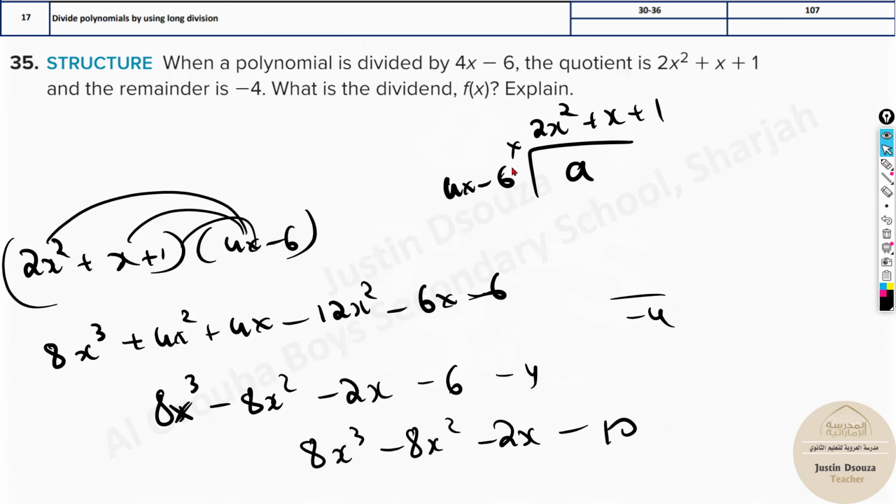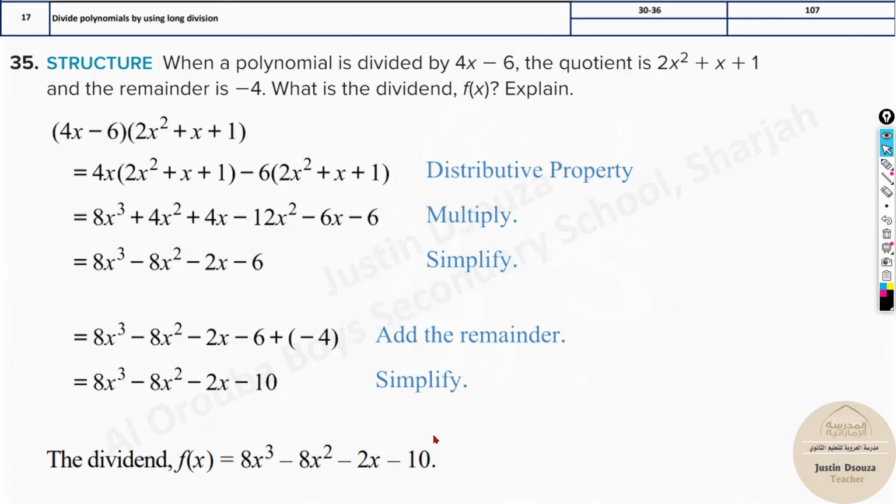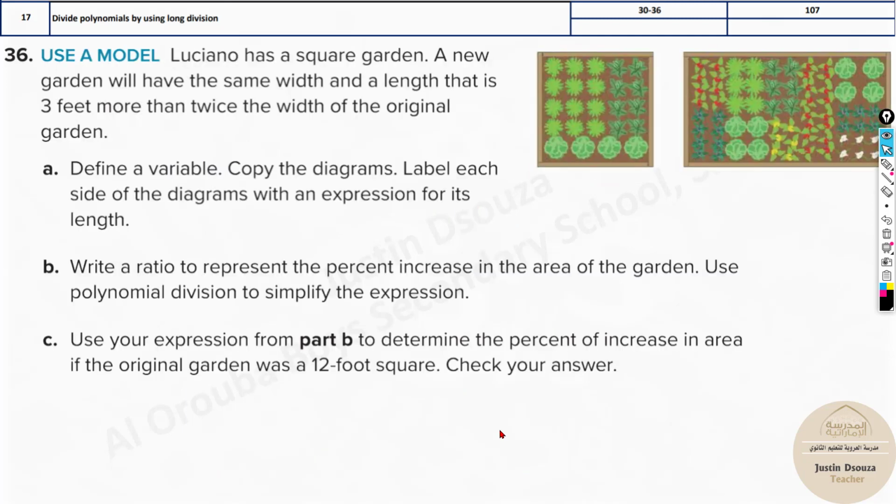Just multiply the divisor and the quotient and then add up the remainder. So are we getting the same answer? Yes, that's the correct answer. 8x cubed minus 8x squared minus 2x minus 10 after adding the remainder. That's it. And over here, the last problem, this is the 36th problem.